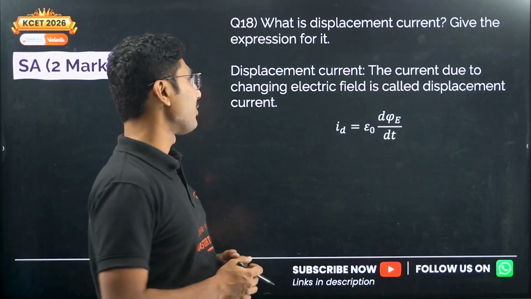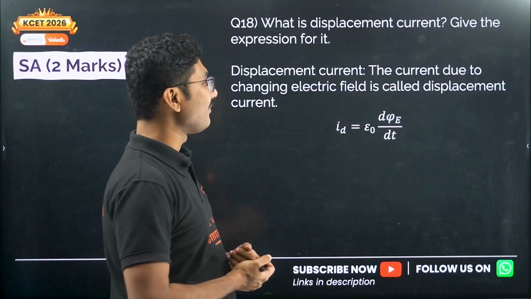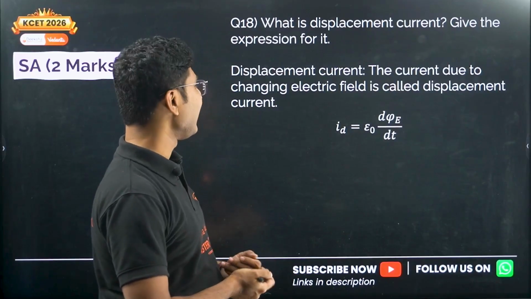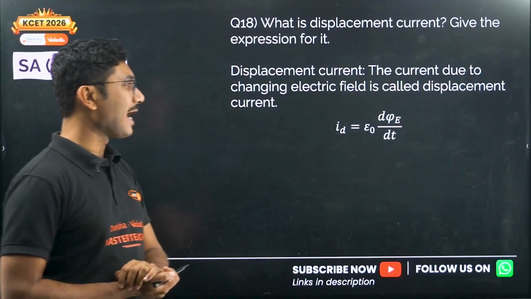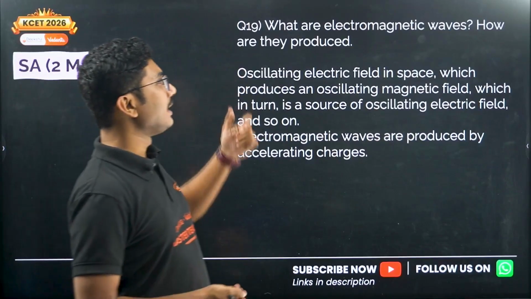What is displacement current? Give expression for it. Displacement current is the current due to a changing electric field, and its expression is given by I_D equals epsilon naught d phi E by dt.